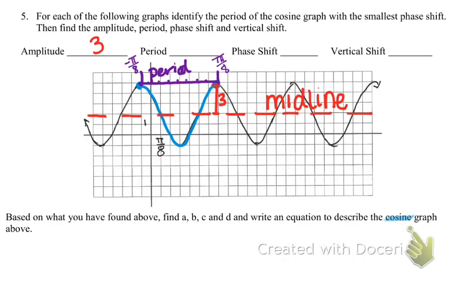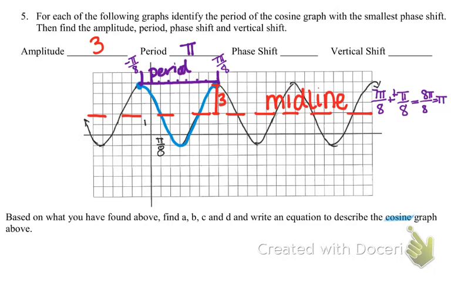So now I can subtract 7 pi over 8 minus negative pi over 8 to get my distance in between. So 7 pi over 8 minus negative pi over 8 is 8 pi over 8, which simplifies to pi. So my period is pi.